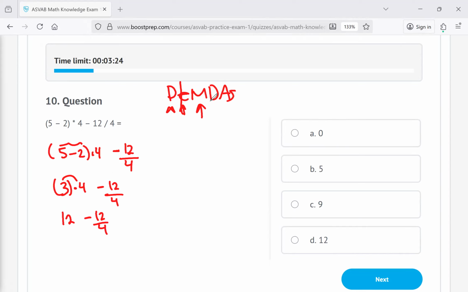Do we have a division? Yes. Our division is 12 divided by 4. Keep in mind there's a minus, so 12 divided by 4 is 3. And then do we have addition? No, but we do have a subtraction. So 12 minus 3 is 9.